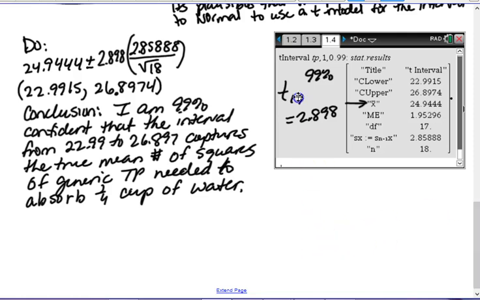Okay, one last thing we need to talk about with the t-intervals is how do you find the sample size you need for a particular margin of error. So that'll be the next video, and that'll be our last topic for this unit actually.